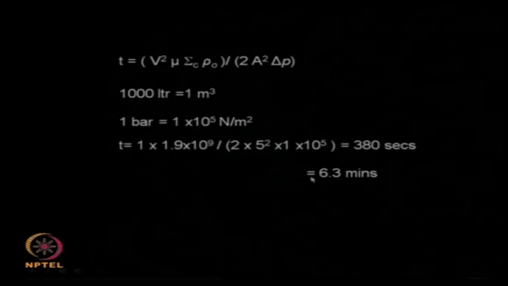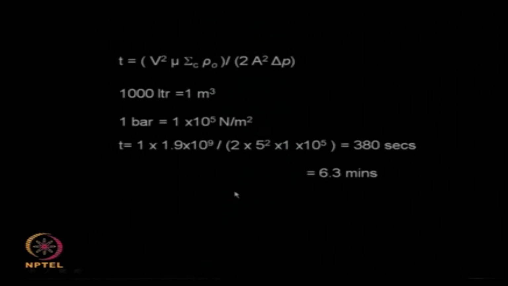So please keep note of this and make appropriate conversions, otherwise you will end up with the wrong answer. Do not forget that, make appropriate conversions. Okay, so in this particular problem we have a mixture of two solids which needs to be separated, and each solid has a different resistance offering, and the time is found to be 6.3 minutes.